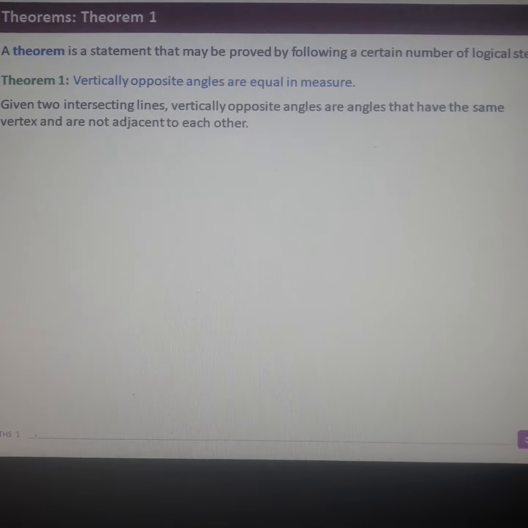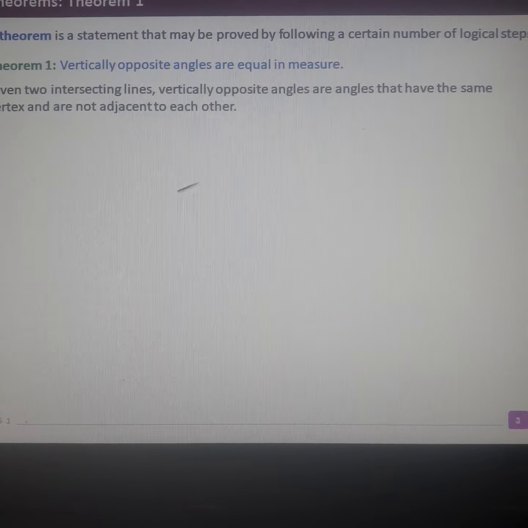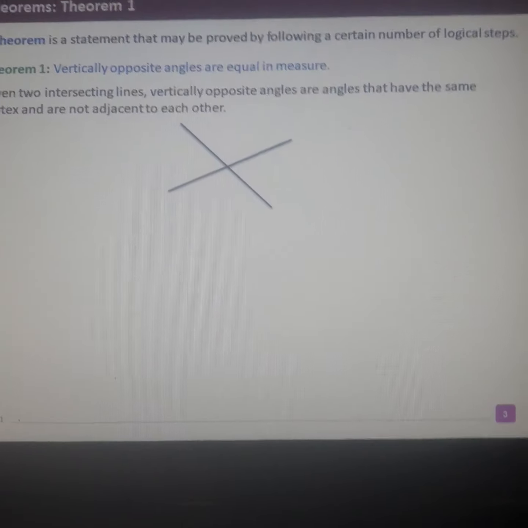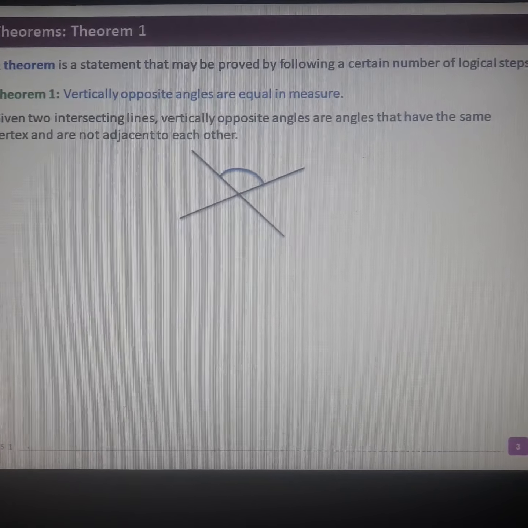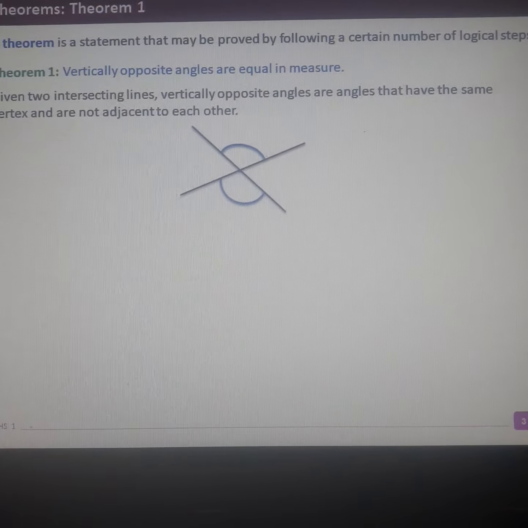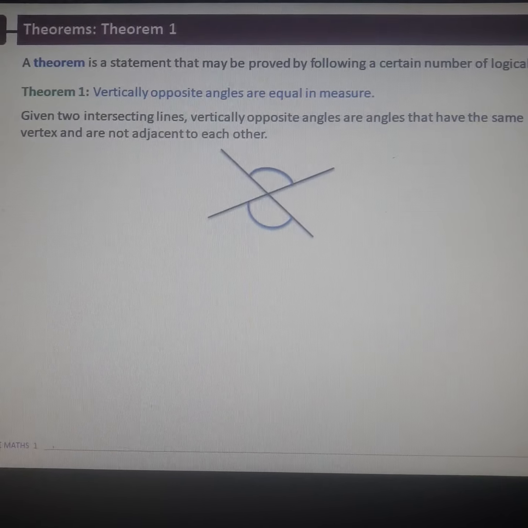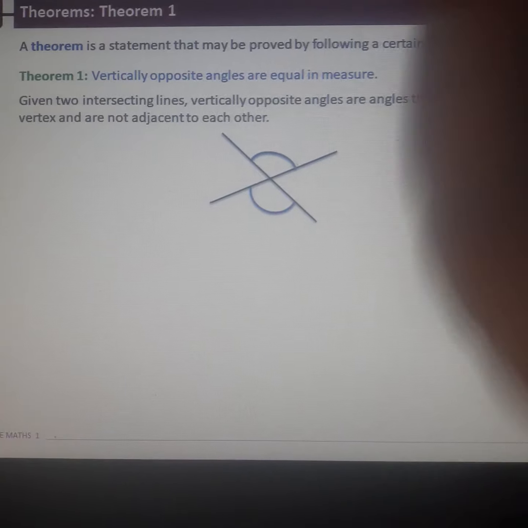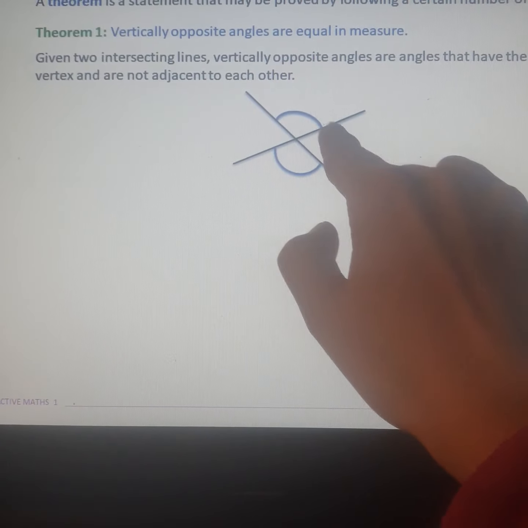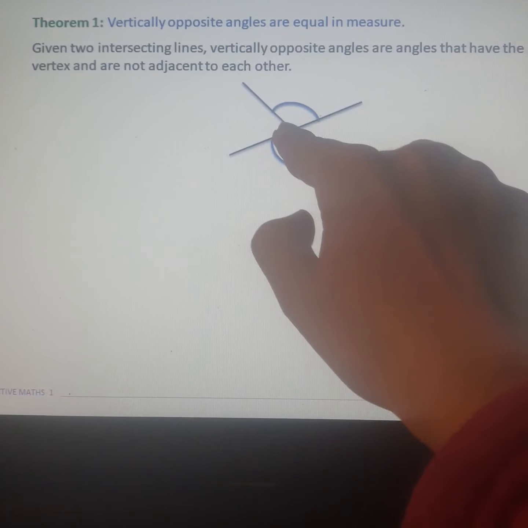With vertically opposite angles, we think of the letter X. We have an angle here and an angle here, so they're equal to each other and they're vertically opposite. Remember, we know what a vertical line is and what a horizontal line is. A vertical line is straight up. A horizontal line is going to cross here, but this angle and this angle here would also be vertically opposite to each other as well.